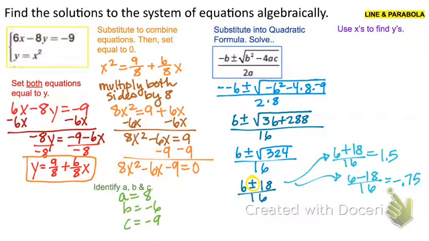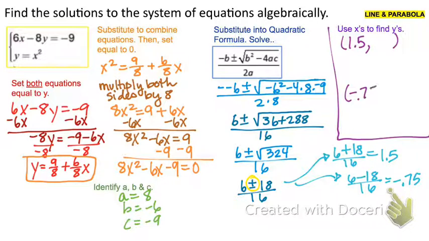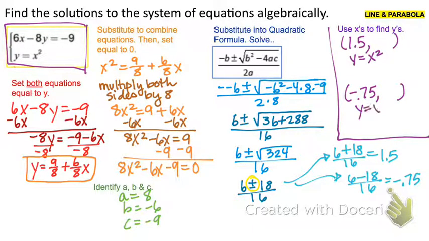My last step is to find the y coordinate for each of those points. So if x is 1.5, I want to see what y is. If x is negative 0.75, I want to see what y is. I go back to my original equations. I can use either one. For me, the second equation looks a little easier. I'm just going to have to square these x coordinates to solve for y.